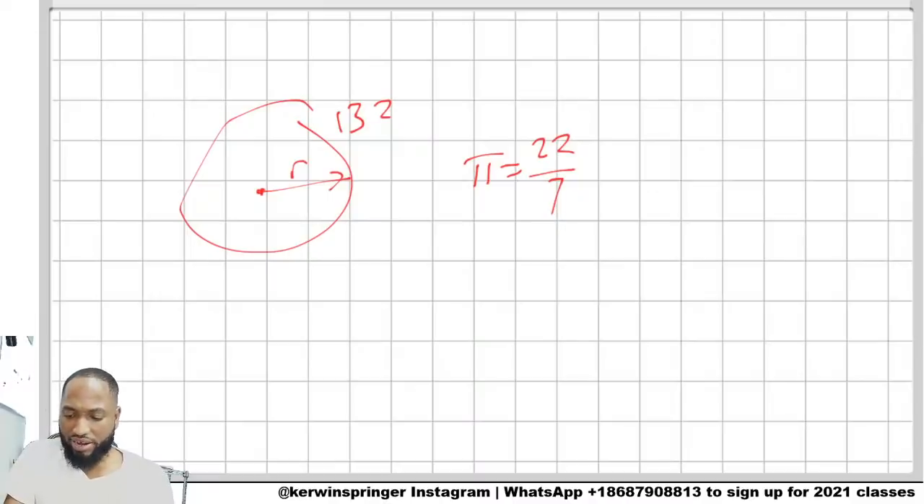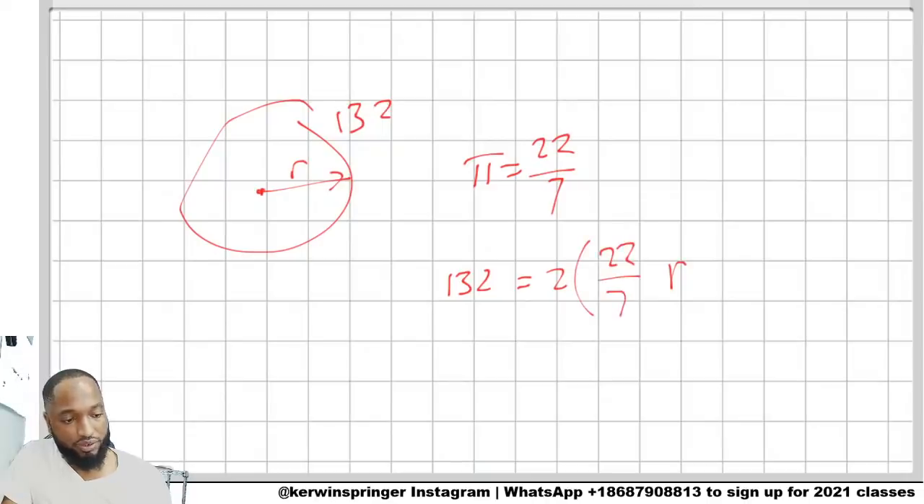I feel like I did this already. Did I do this already? No, we didn't. We had pi left by himself. So circumference 132 is equal to 2 pi r. We tried to find r, but they told us that pi is 22 over 7.